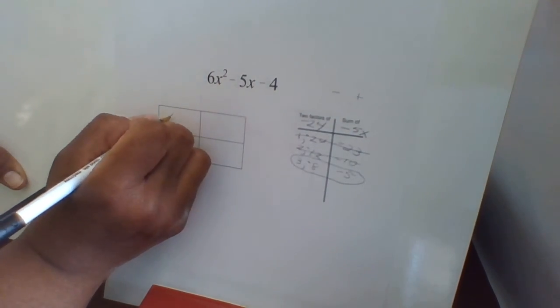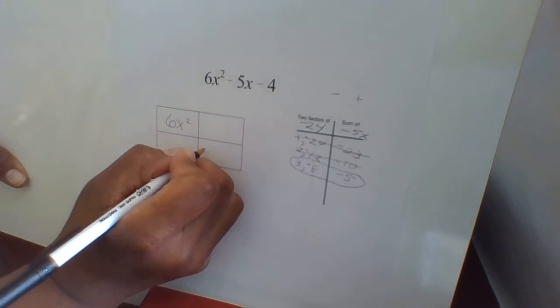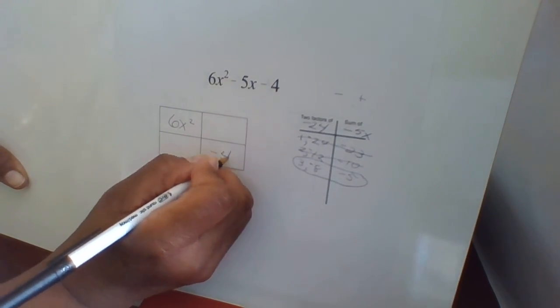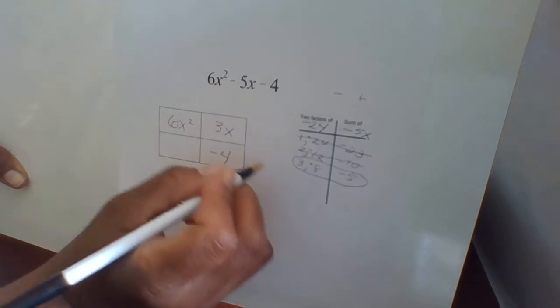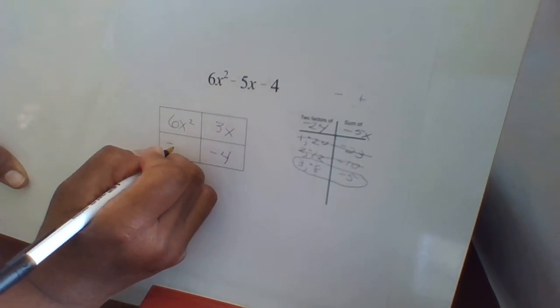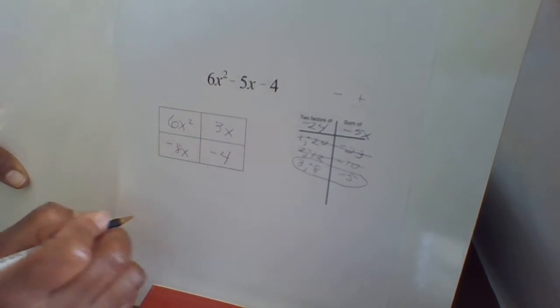So in the first box is 6x squared. The bottom right is negative 4. The top right is 3x. And the bottom left, negative 8x.